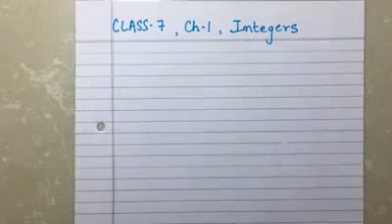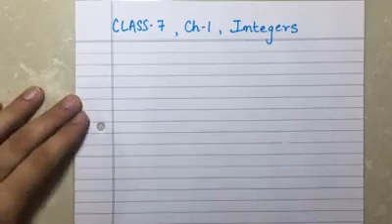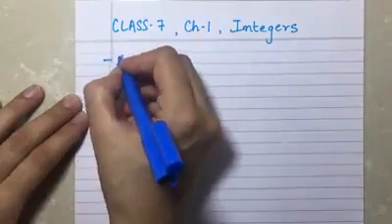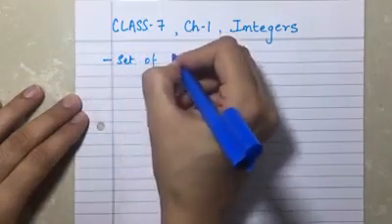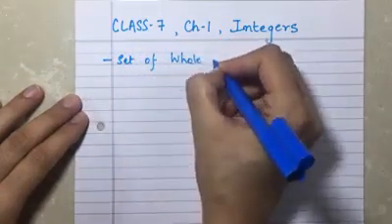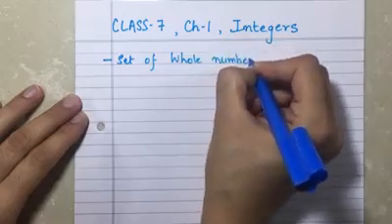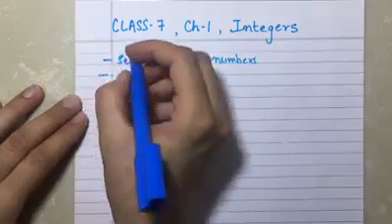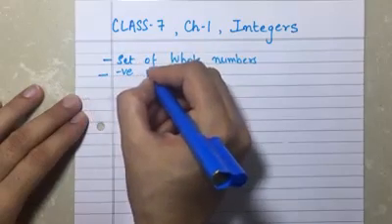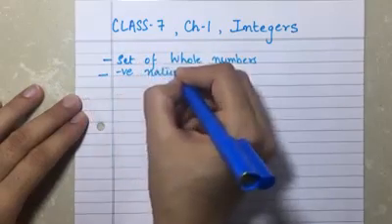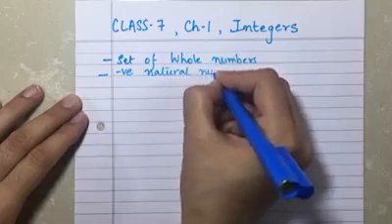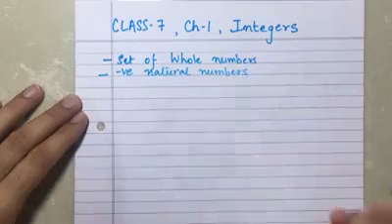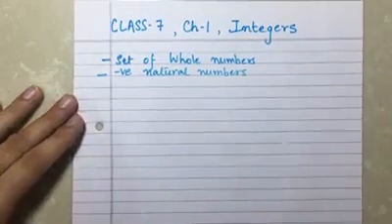So now in integers we are going to study what integers are. When we say integers, the set of whole numbers and negative natural numbers are called integers. So the set of whole numbers and negative natural numbers. This group of numbers is called integers.